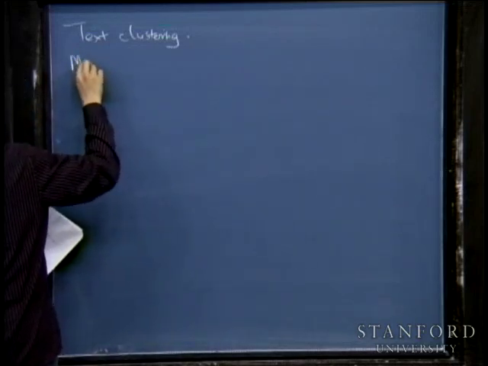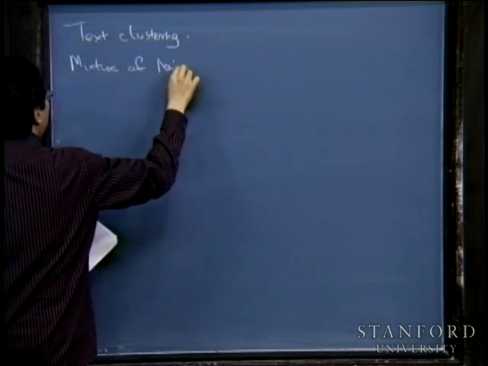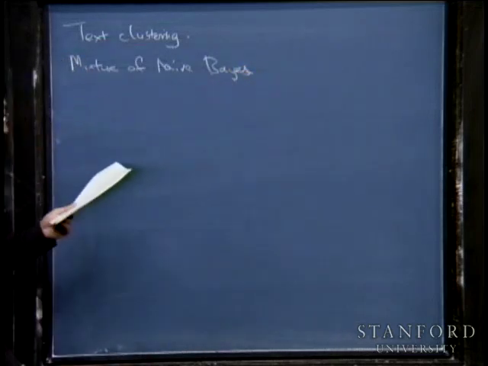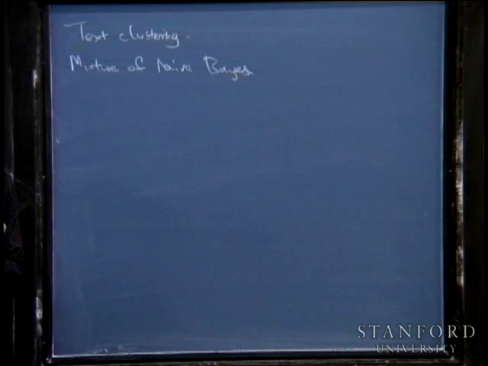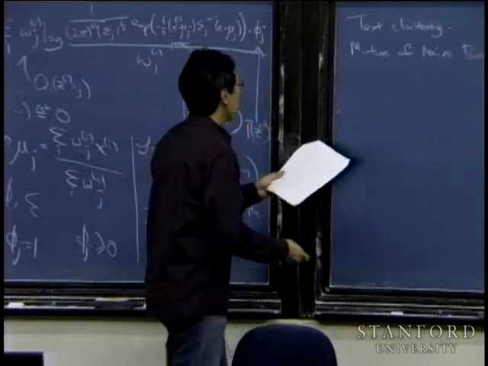So what I want to talk about specifically is the mixture of naive Bayes model. Depending on how much you remember about naive Bayes, I talked about two event models. One was the multivariate Bernoulli event model. One was the multinomial event model. Today I'm going to use the multivariate Bernoulli event model. If you don't remember what those terms mean anymore, don't worry about it. I think the equations will still make sense.